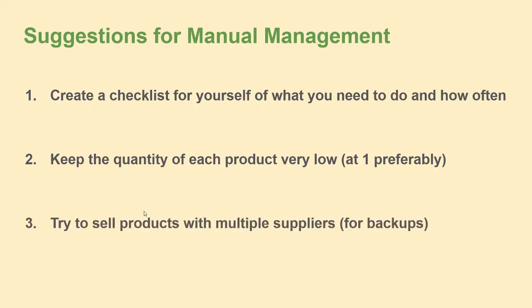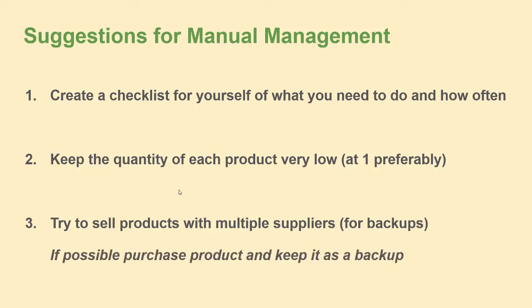And thirdly, try to sell products with multiple suppliers. This is really a very good fail-safe to prevent out-of-stock issues, is that having 3 suppliers that carry the same product and then selling that product will make it a lot easier. If you're out of stock on one supplier, you can go to another supplier.